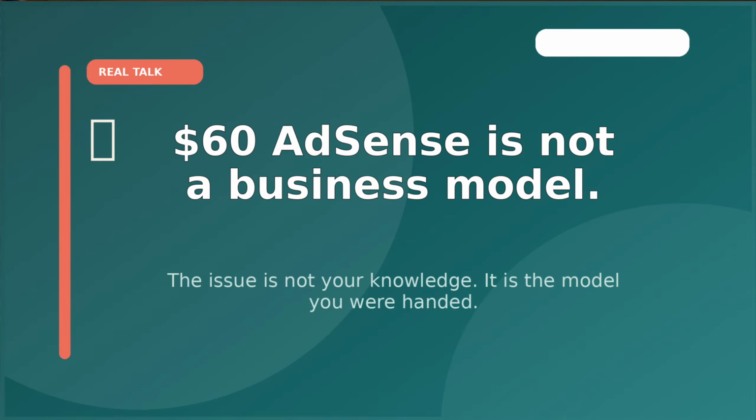Whereas if you are making content, you're trying to do it one way as well with simplifying, but a $60 AdSense is not a business model. And if you're on TikTok and you're watching this, you're making mere cents per 1,000 views. That's not a business model either. Okay? That is not a business model.